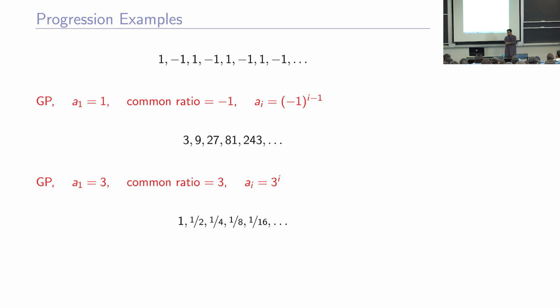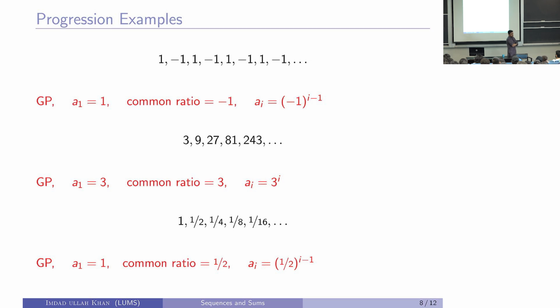What is this thing? 1, a half, a quarter, an eighth, a 16th. What is this? Yeah, it's a geometric progression. The common ratio is a half, right? We never said r is going to be positive or negative or bigger than 1 or integer. r is just a number, right? It could be negative. We saw an example of negative. We saw a positive integer. We saw a number less than 1, right? So it's half to the i minus 1 is the term.